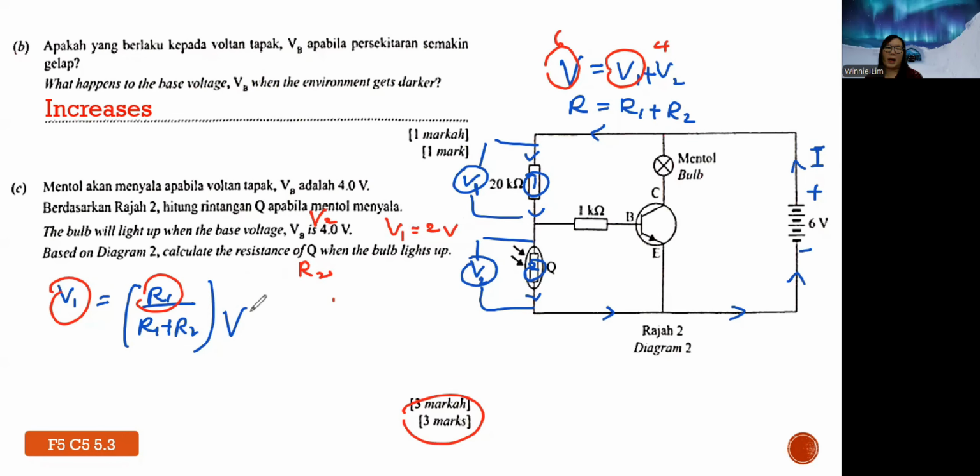Now let's substitute everything inside. So we will have 2 equals R1, which is 20 kilo ohm, so I write 20,000, over R1 plus R2, which is 20,000 plus the unknown R2. R2 is the unknown. And then the whole thing times the total voltage, which is 6.